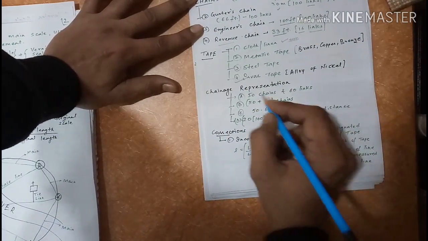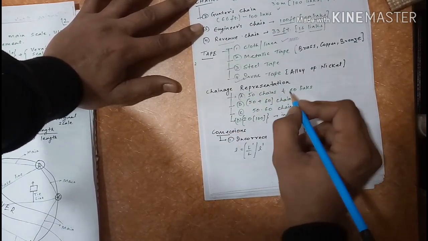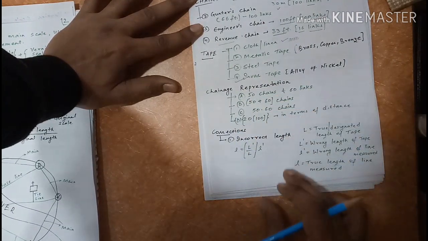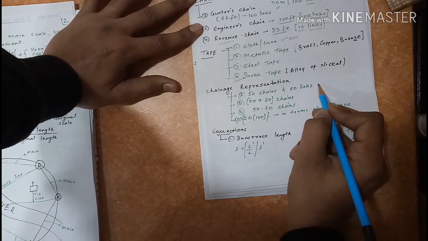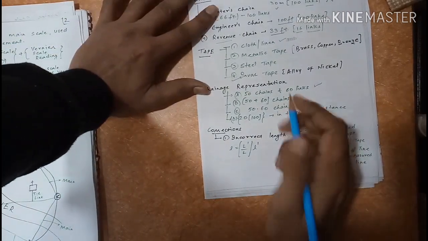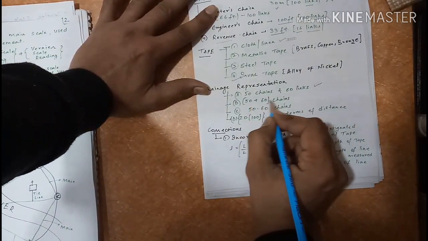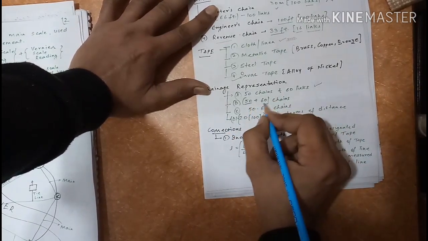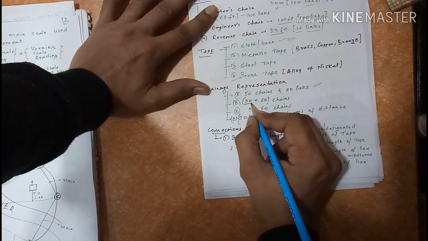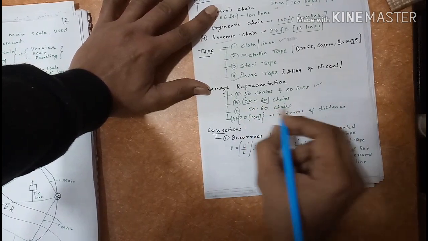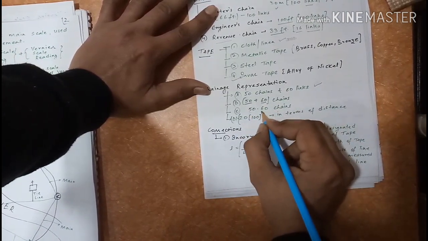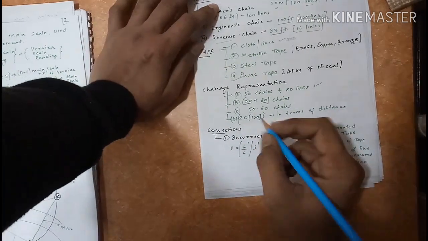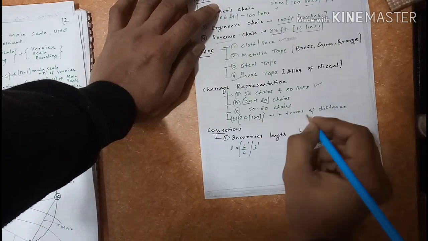These are the representations of chainage. Now we can represent chainage in any of the following ways. First one is 50 chain and 60 link directly. We can write this. Then we can write like this: 50 plus 60 chains. These are 50 full chains and 60 links. Same here, 50.60. And in terms of distance also we can directly write it.